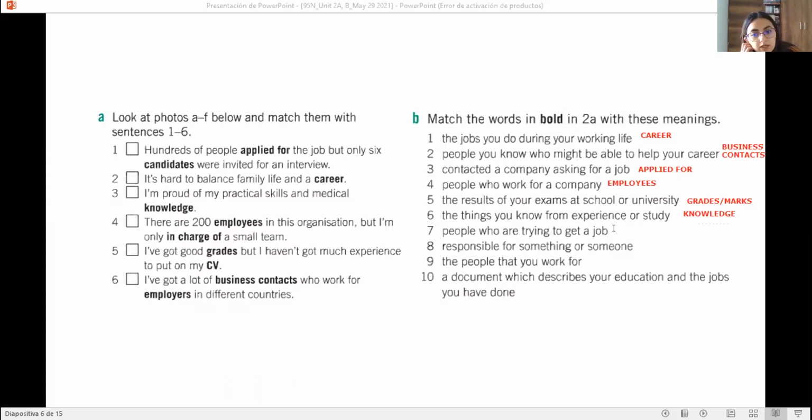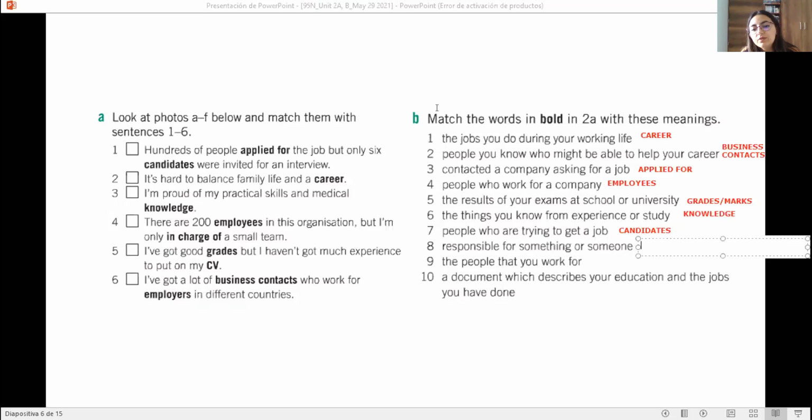People who are trying to get a job. Candidate. Yes, candidates. The ones who are trying. Los que esperan obtener un trabajo. Let's see number 8. Thank you also, Sammy. Number 8.